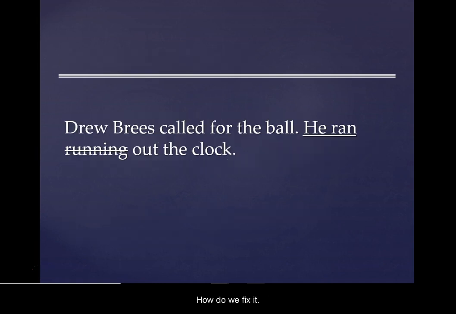How do we fix it? Correct the verb. Drew Brees called for the ball. He ran, not running, he ran out the clock.